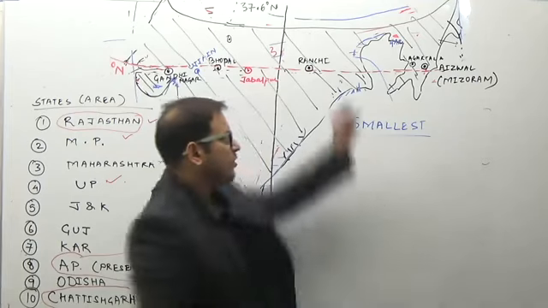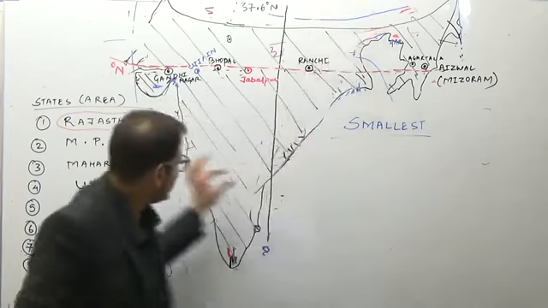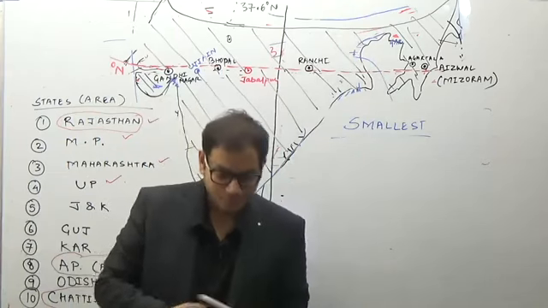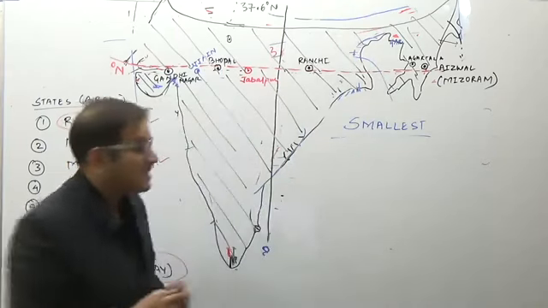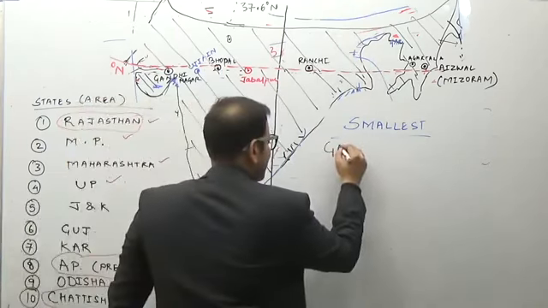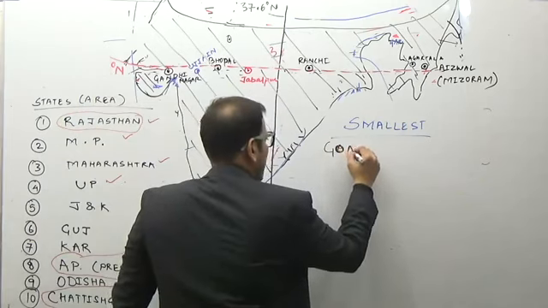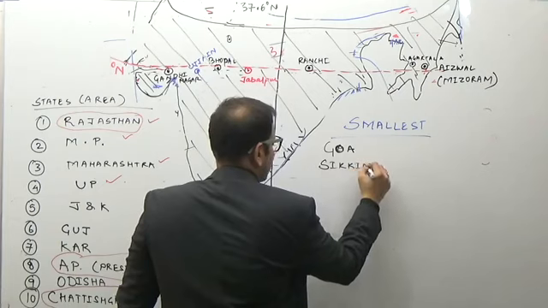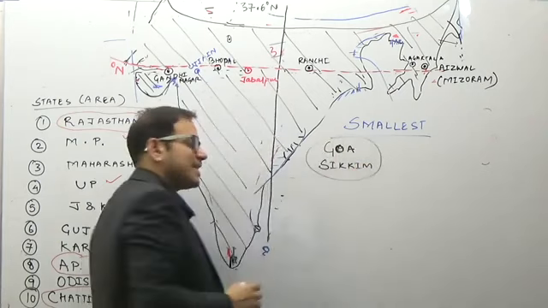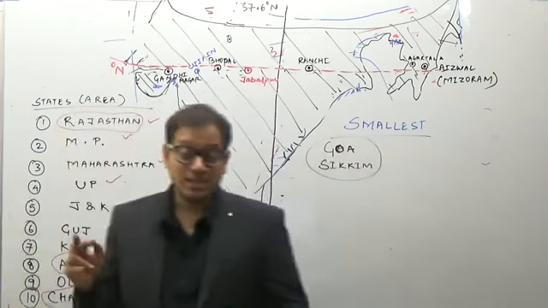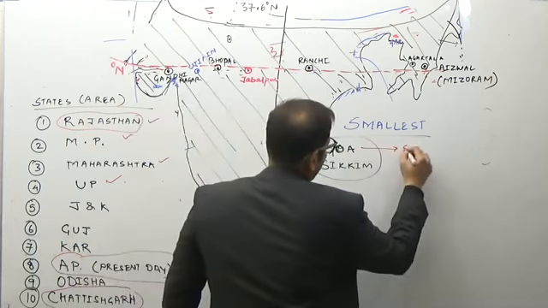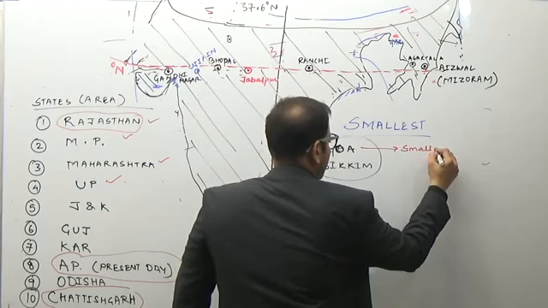Is it the state of Sikkim? Yeah, is it the state of Goa? Which is the smallest, Sikkim or Goa? Goa is the smallest state in India, and after that, Sikkim is the next smallest state in India. So Goa and Sikkim, these are the two smallest states. Goa is the smallest, and after that it is Sikkim.